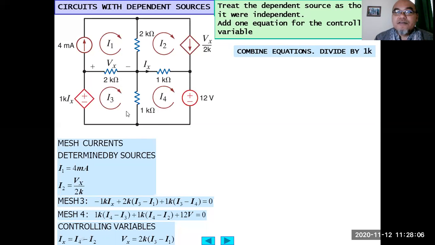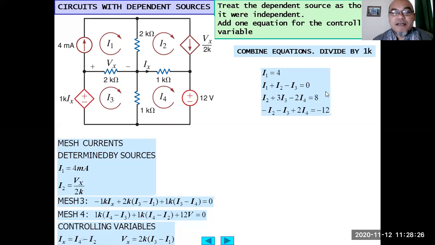This is because we use the passive sign convention, okay? If any of you haven't really understood the passive sign convention, please review the slides of chapter 1 and chapter 2 from the early weeks of this semester. Then we combine these 4 equations, divide by 1K, and obtain this equation.